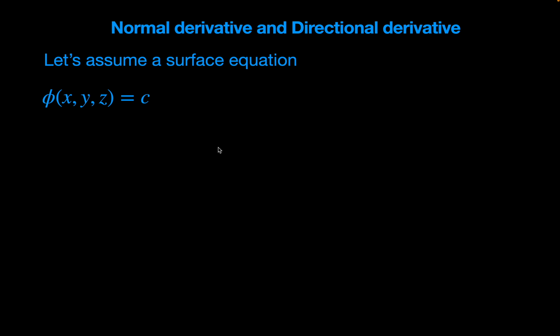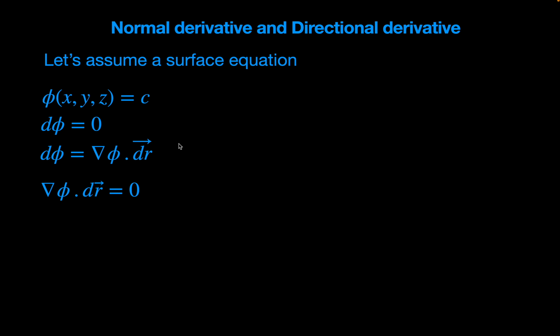I am going to discuss the normal derivative and the directional derivative. Let's assume a surface equation phi equals c. If we differentiate this equation, we get d phi equals 0. Now we know that d phi equals nabla phi dot dr, where dr is any vector in the tangential direction at any point P on the surface.